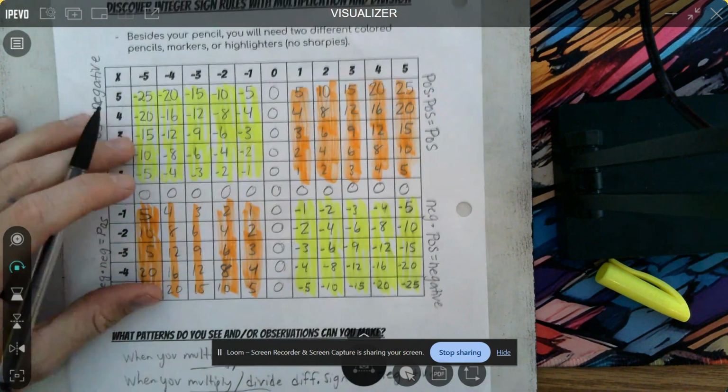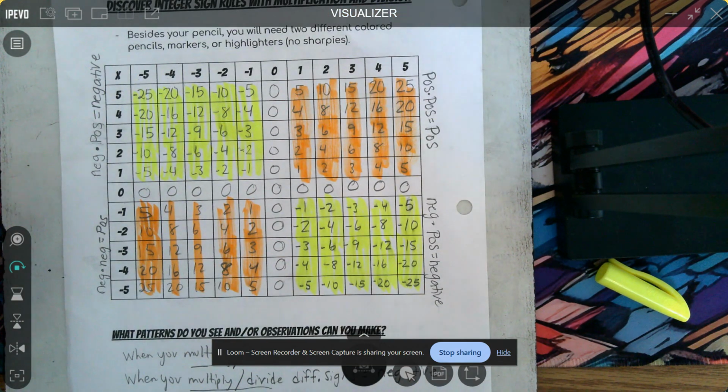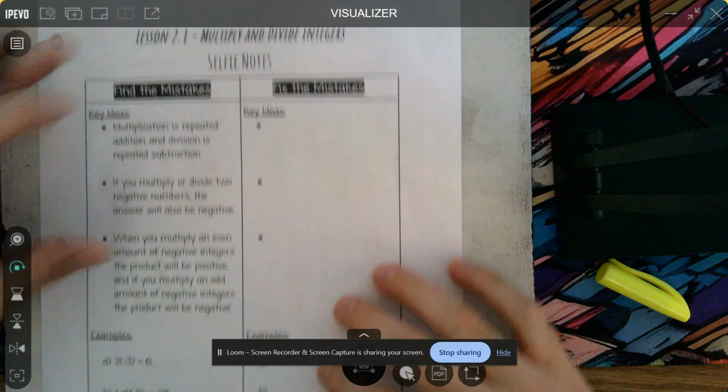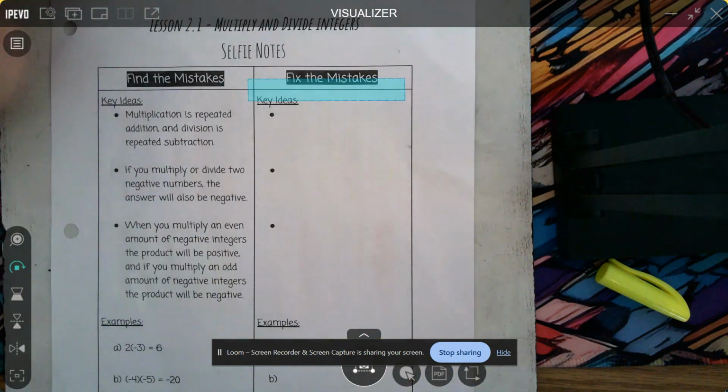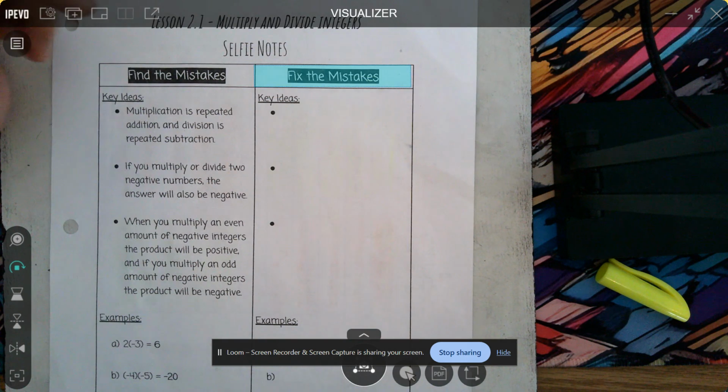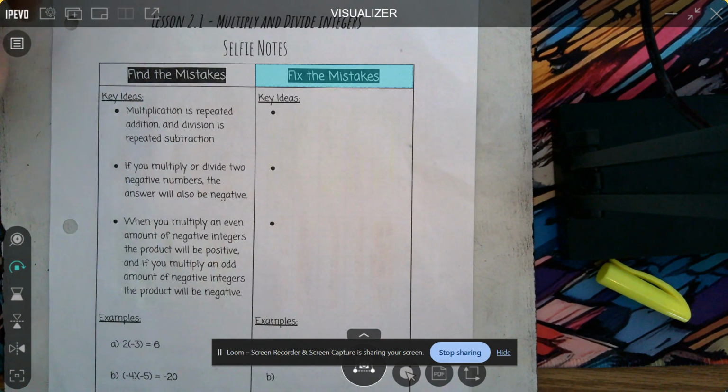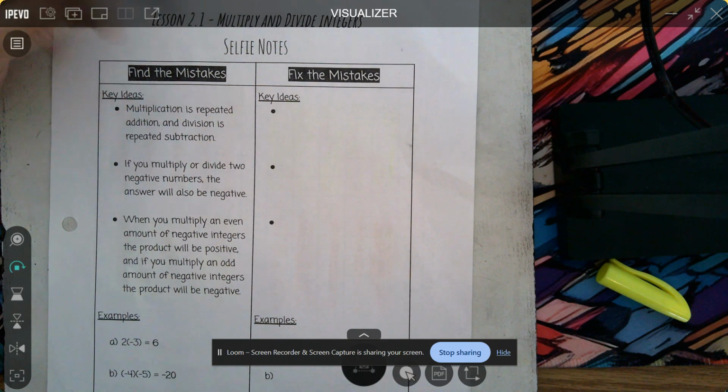All right, so make sure yours looks like mine. All right, we're going to flip over our paper and do the backside now. This is a selfie note. It's going to go by pretty quick here. We just learned when you multiply or divide, same signs, you get positive answers. Different signs, you get negative answers. So let's read the first one. We're finding our two truths and a lie. We're going to box in our truths and X out our lies.